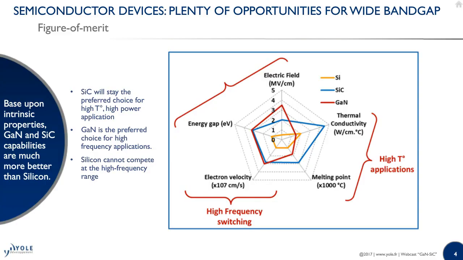Just for a short introduction, silicon technology has long dominated power electronics applications. But as the silicon technology approach is limited, wide bandgap devices, in particular silicon carbide and gallium nitride, have emerged on the market. And here is a figure of merit comparing silicon to SiC and gallium nitride. I think more and more people are familiar with this figure now. It shows that SiC and gallium nitride have better intrinsic properties.